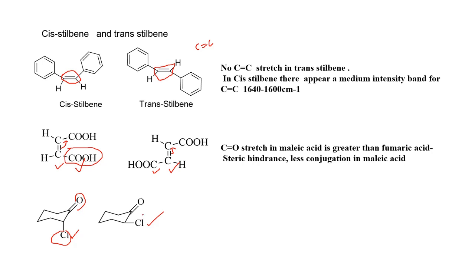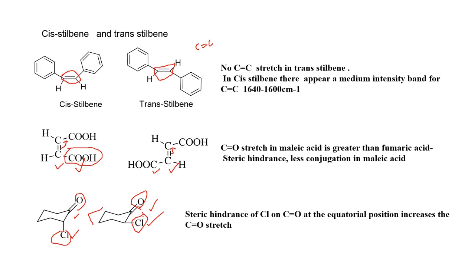In the equatorial position, the Cl group and the C=O group have steric interaction. So the C=O stretching frequency in equatorial chlorocyclohexanone is greater than that for axial chlorocyclohexanone. Steric hindrance of chlorine on C=O at the equatorial position increases the carbonyl stretch.